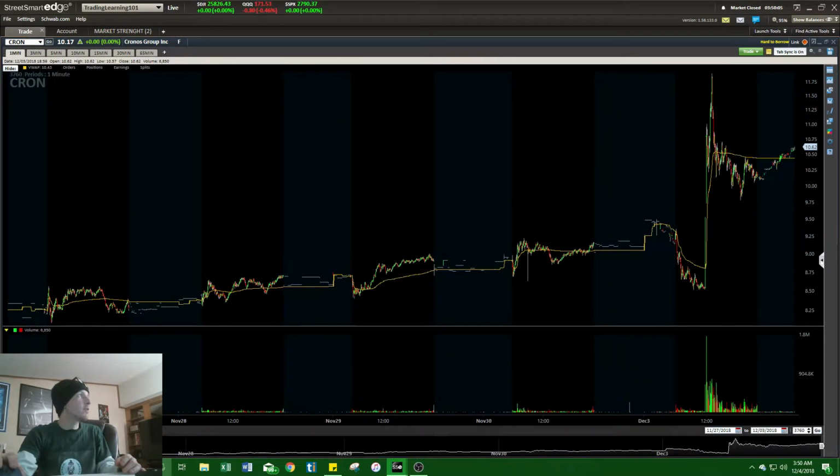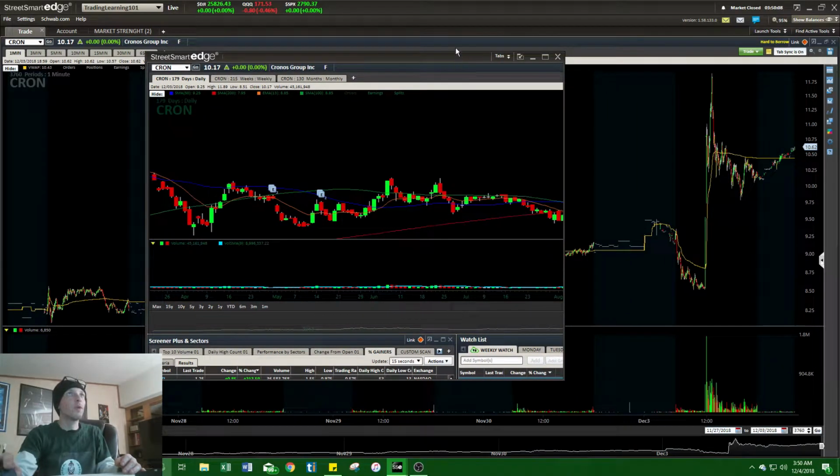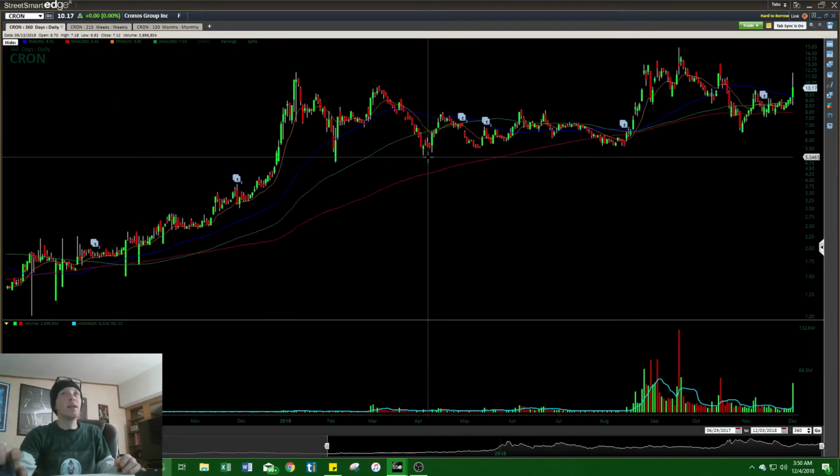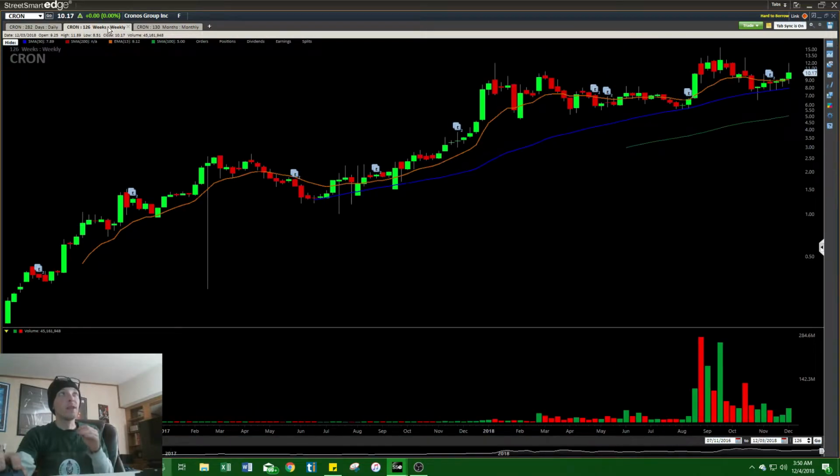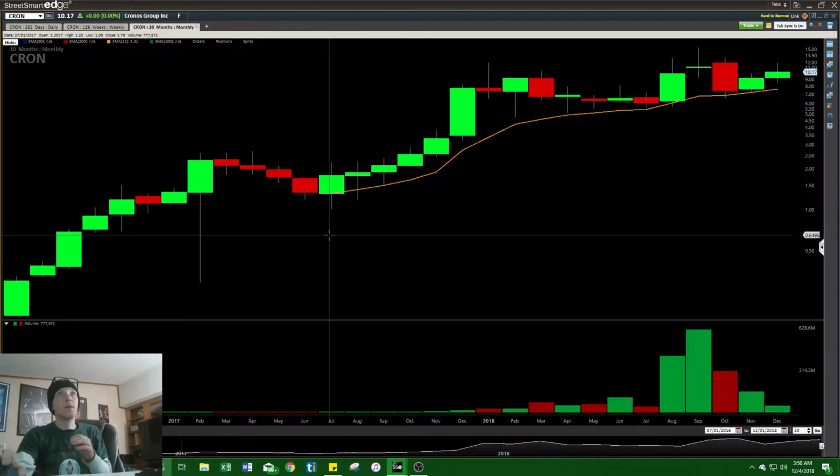Last but not least, bring over my other window here. This is the daily chart right here. I look at 3 different time frames when it comes to the big time frames. I'll start with the daily. I view the daily, I got the weekly, and I got the monthly right here.